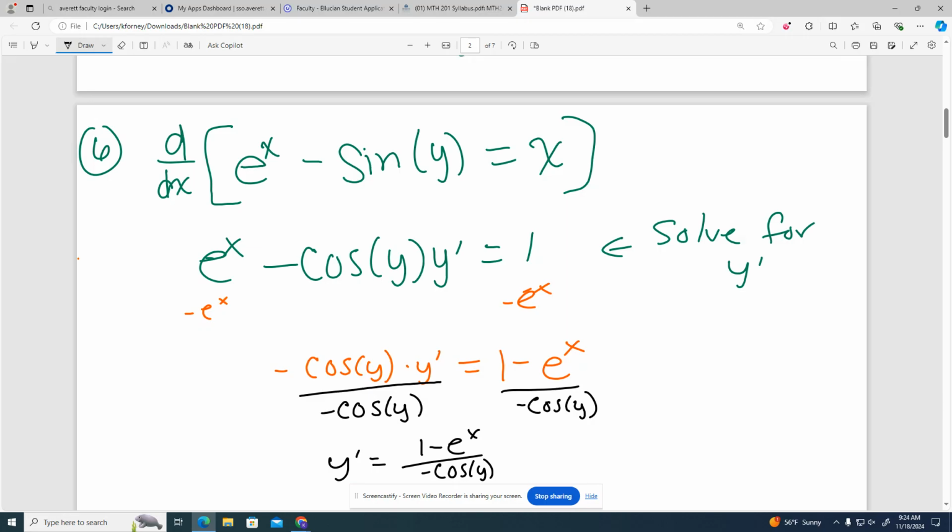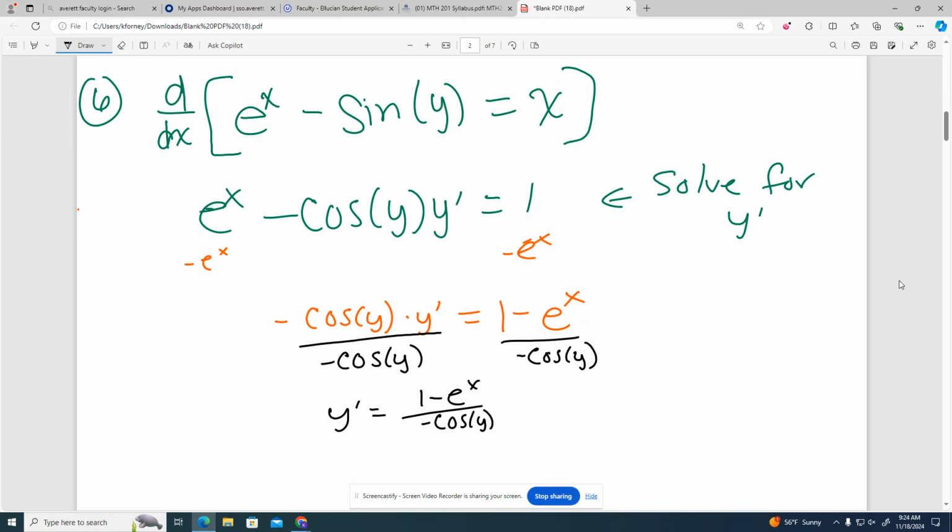Just another possibility of how you might want to write that. You might change the signs to make that cosine positive. So you would have e to the x minus 1 over positive cosine y.